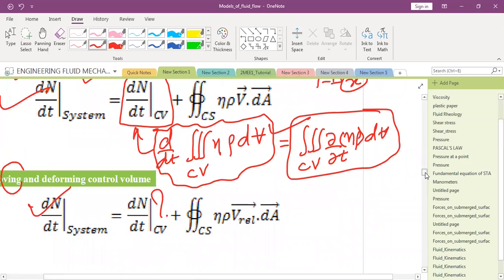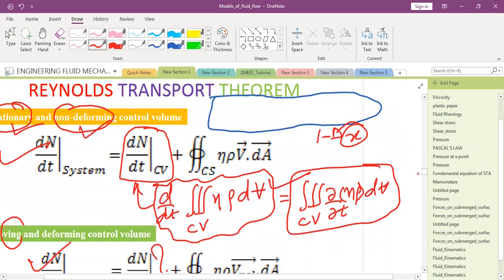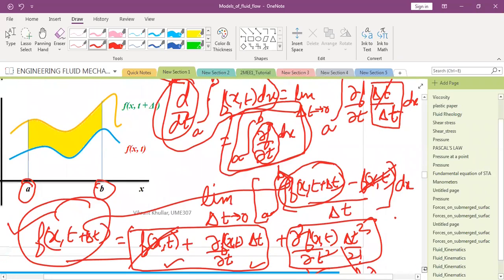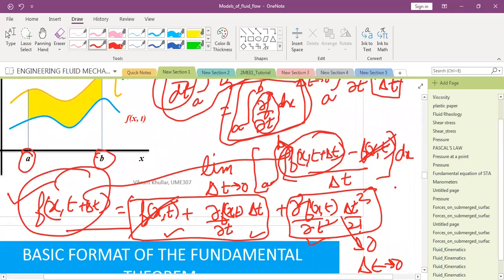So there was just one doubt: why have you neglected the double differentiation of f of x, t, this last term? We said it tends to 0. Yes, so if delta t tends to 0, say for instance delta t was 0.05, what will be delta t square then? 0.0025. So this term will be much smaller as compared to this term. Yes, sir. So I can neglect this term.